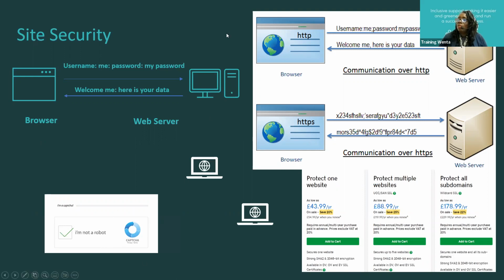Has anyone filled these in? Have you gone to websites and seen these captchas and you've had to fill them in, whether you're signing up to something online or not? You've seen them and you've had to fill them in? Let me know.